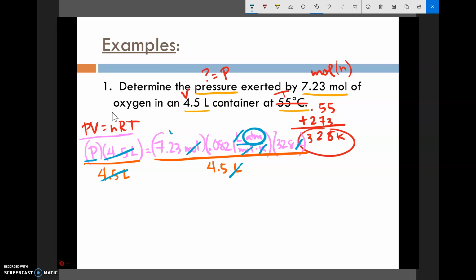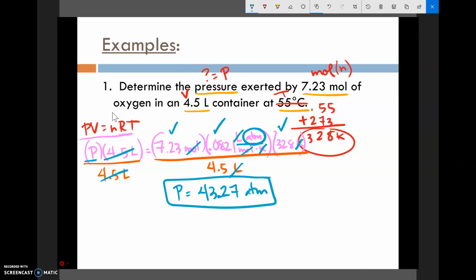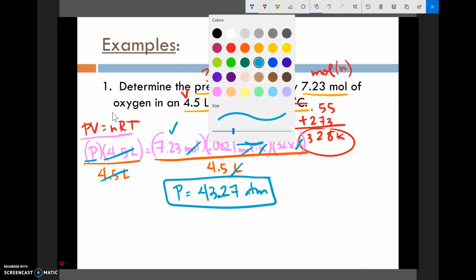So we're going to take 7.23, multiply that by 0.0821 and 328, and divide that all by 4.5. And for this answer, we are going to end up with our pressure equaling 43.27 atmospheres.